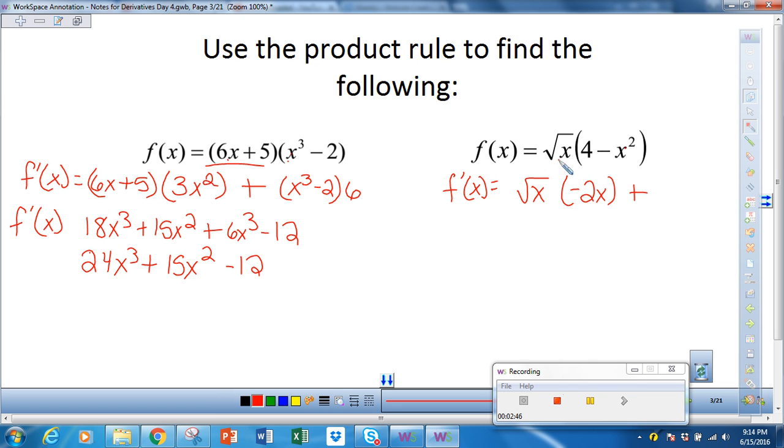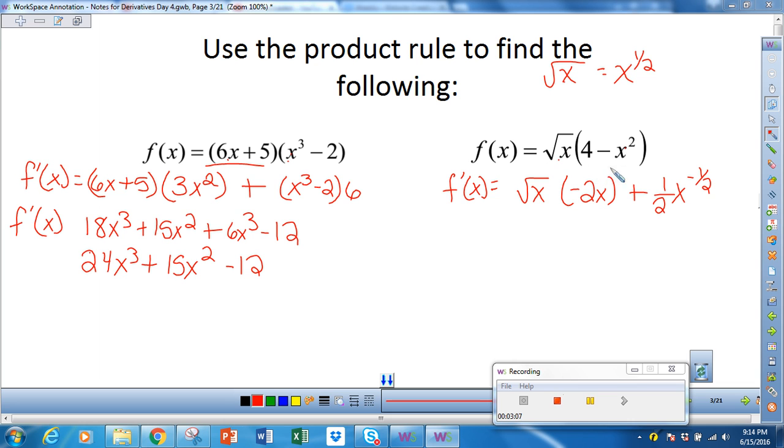Then we take the derivative of radical x. Now remember, this is one that I kind of advise you to memorize. We could use the power rule, which is 1/2 x, and then subtracting 1, we get negative 1/2, and then we keep 4 minus x squared the same. Or we could just know that the derivative of this is just 1/2 square root of x, which is probably what I would have done.